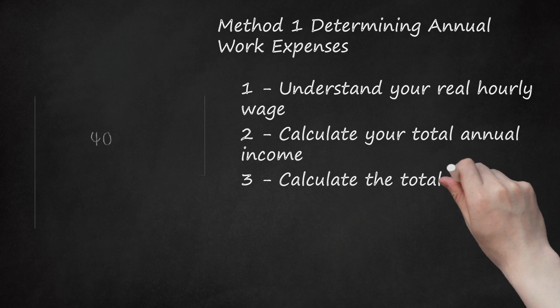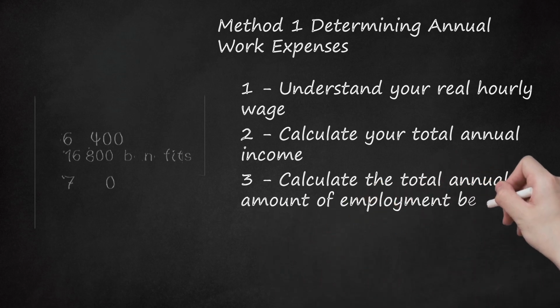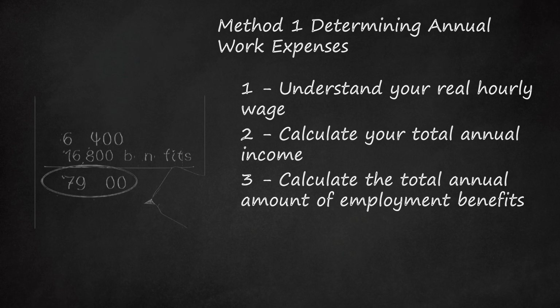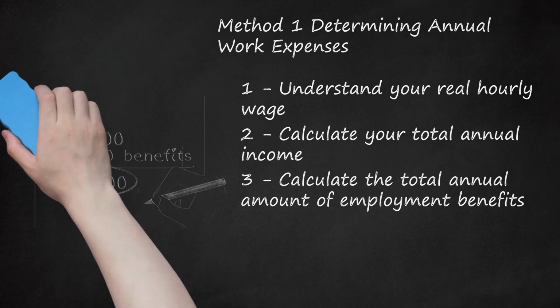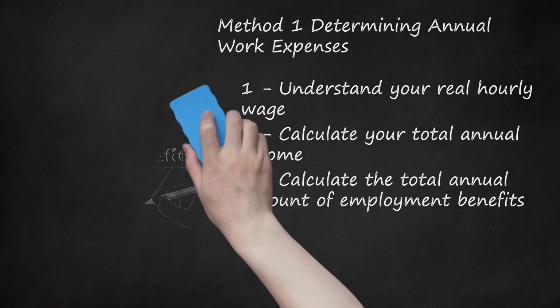3. Calculate the total annual amount of employment benefits. Employee benefits are added to your actual annual earnings because they are valuable goods and services that you are benefiting from without paying for. Does your employer offer health insurance, life insurance, dental and vision and/or discounted gym memberships? Does your job provide you with a free or subsidized computer or cell phone? How much would you pay for these items on your own? Does your employer match your 401k contribution or provide other retirement benefits? Add these amounts to your total annual income.